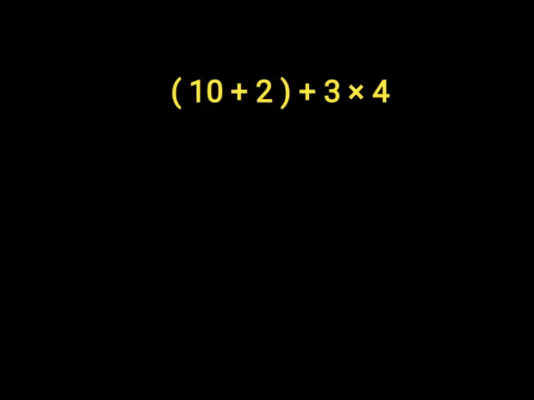(10 + 2) + 3 × 4. Our (10 + 2) will give us 12. Then we have 12 + 3 × 4. 12 + 3 will give us 15. Then we have 15 × 4. 15 × 4 is equal to 60.